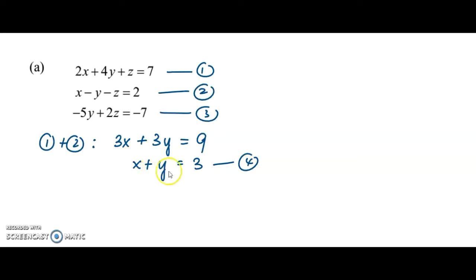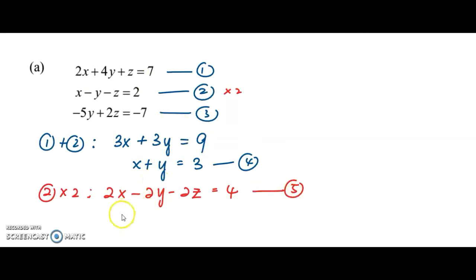Then I need one more equation involving only the unknowns x and y to solve for x and y. So how can I do that? I'm going to take the second equation and multiply by 2. When you multiply the second equation by 2, the coefficient of negative z will become negative 2. So negative 2z and the positive 2z, when I add equation 2 and equation 3, then z will again be eliminated. So let's see how I do it. Multiplying the second equation by 2, I will have 2x minus 2y minus 2z equals 4. Every single term needs to be multiplied by 2. I name this equation 5.